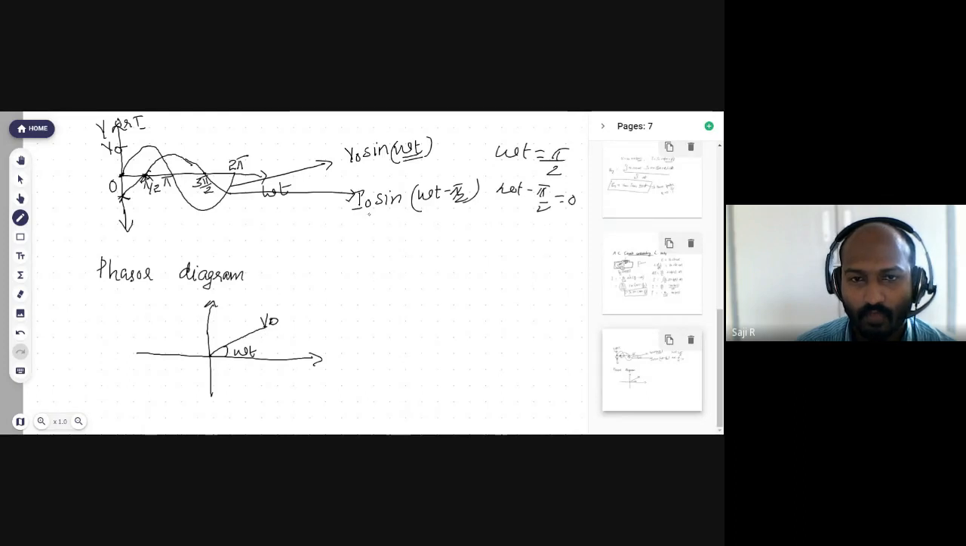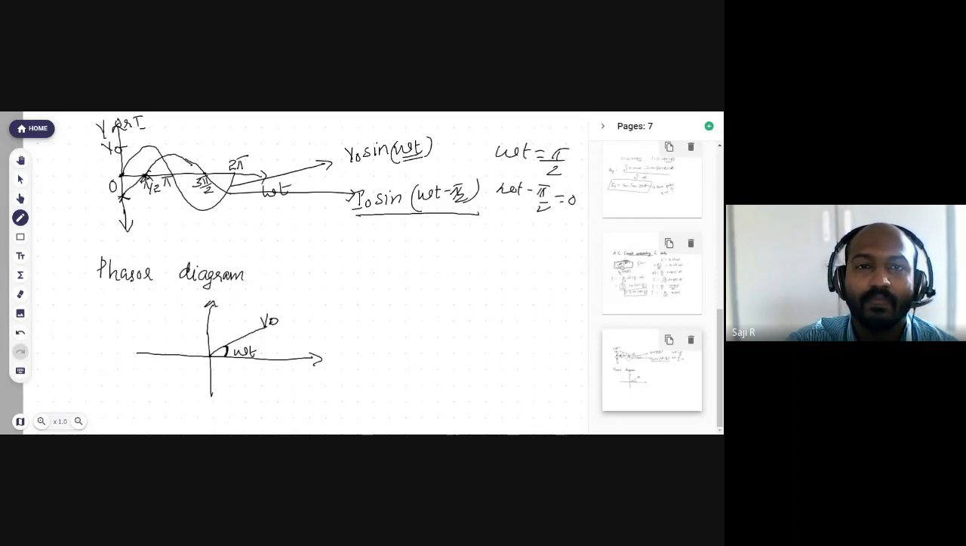Now if I want to draw the phasor diagram of current, the standard equation of the current is I0 sin(omega t minus pi by 2). So the phase of voltage is omega t. That is why from the x-axis I drew an angle of omega t. Then I drew the V0.